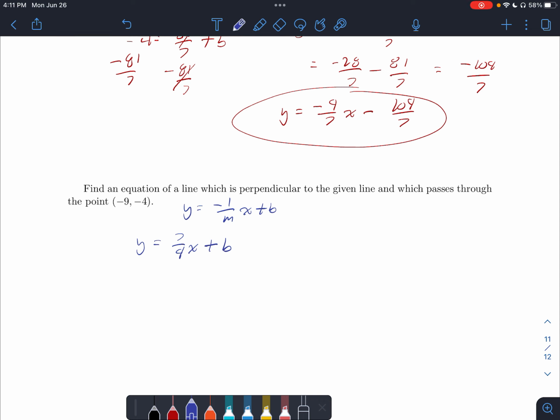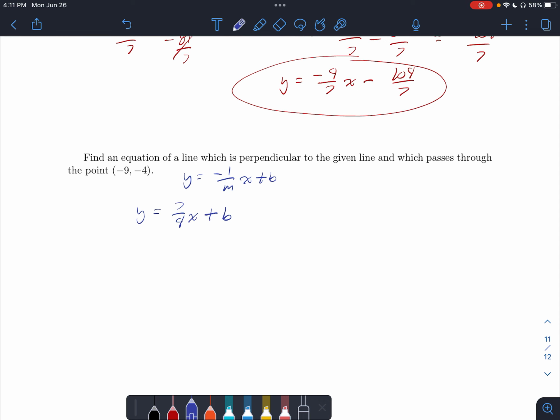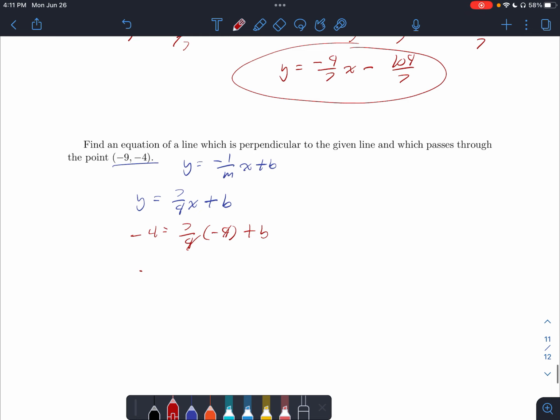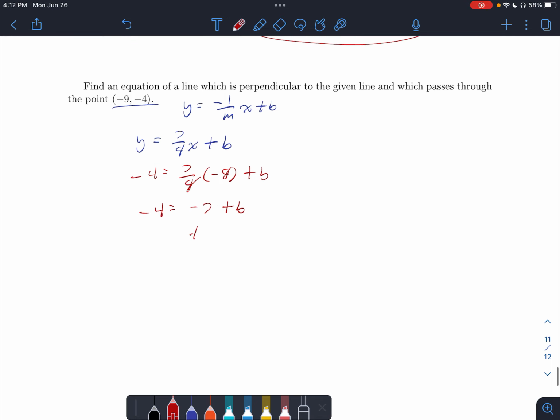x plus b. Now all we do is the exact same thing we did last time. We plug in this point to find out what we get, okay? So we'll have negative 4 is equal to 7 over 9 times negative 9 plus b, okay? The 9s cancel here, so this is really negative 4 is equal to negative 7 plus b. We can add 7, and we'll get 3 is equal to b. So that means that this line is going to have the form y equals 7 over 9x plus 3.